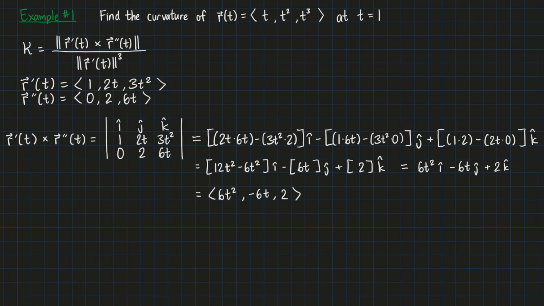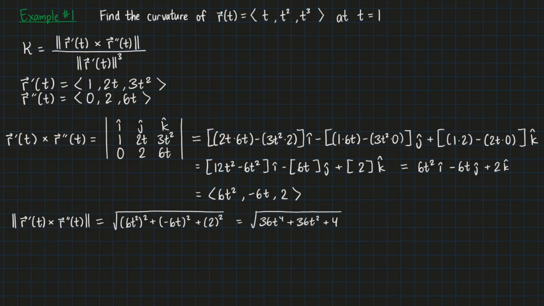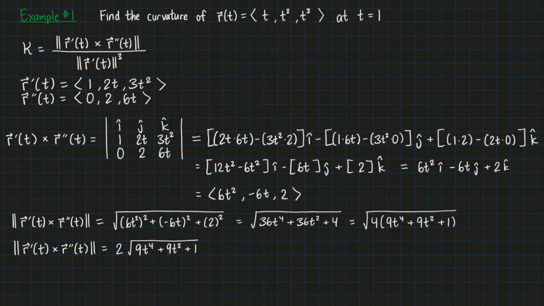And now we take the magnitude of that cross product. We take each component, we square them, we sum them, we square root the sum. We can factor out a 4 inside the square root. And this is what we get for the magnitude of r prime of t cross r double prime of t. That's the numerator of the curvature formula.